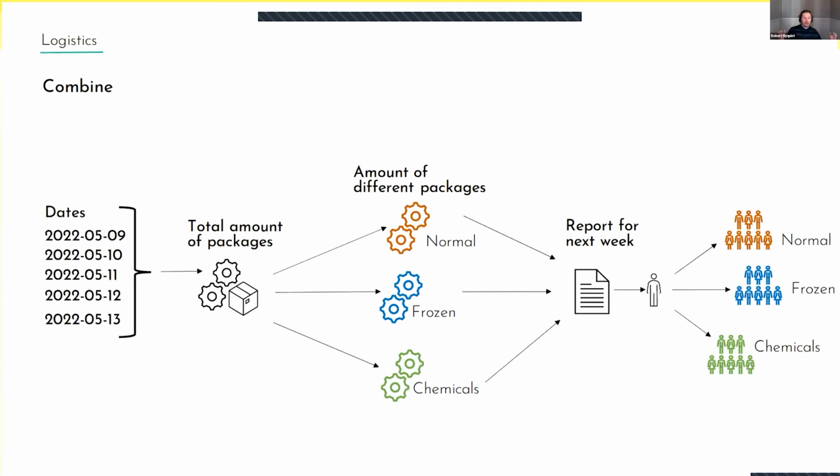And from there, we can once again combine the whole thing. Each Friday, you run the model on next week, and first check the total amount of packages. Send that to the next 3 forecasting models, and then they forecast for each day how many normal packages, how many frozen packages, how many packages that contain chemicals. And that creates a report that the person in charge of doing the planning can use to then actually plan how many people we need for the different types of packages.